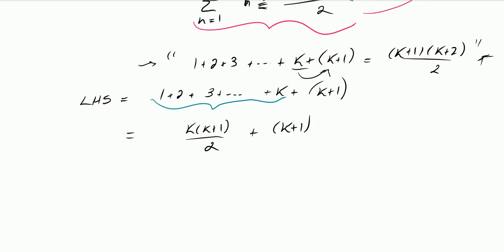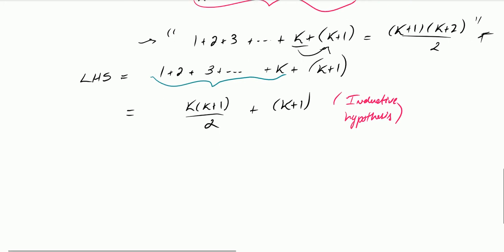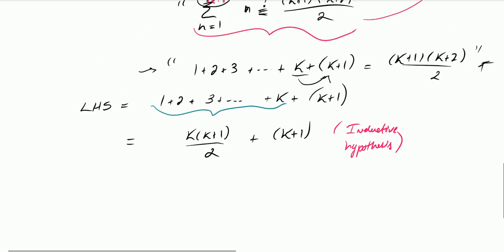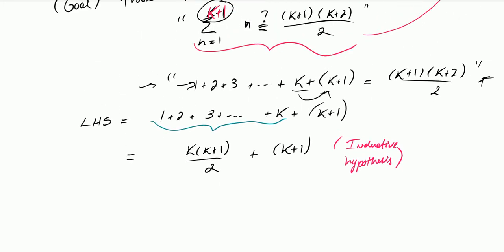Okay, and this has a special name. It's called the inductive hypothesis. Now it's basically just algebra. Remember what I'm trying to prove? I'm trying to prove that this side over here is equal to this. I'm starting here, and I want to end at k plus 1 times k plus 2 over 2.